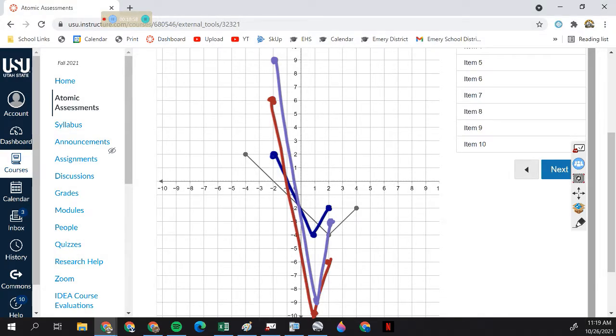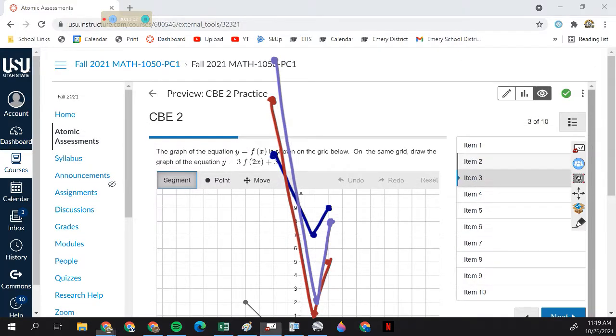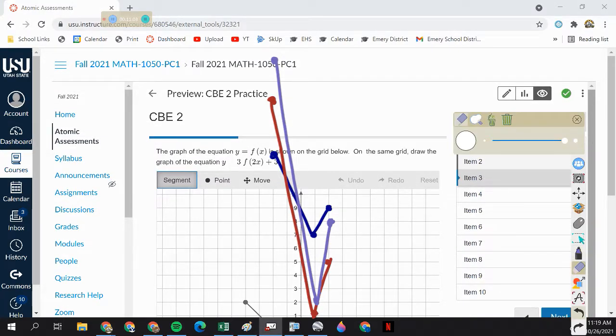Okay, so let's, I think I can just turn it off and turn it back on and get a new problem.